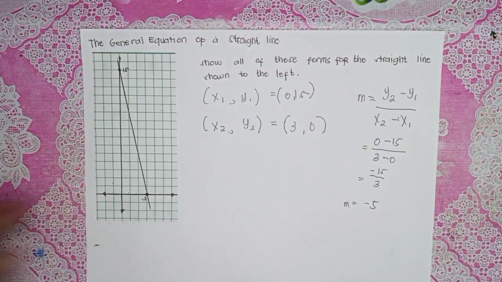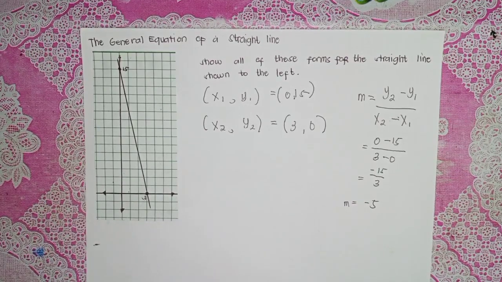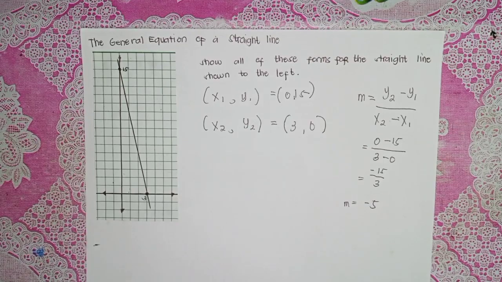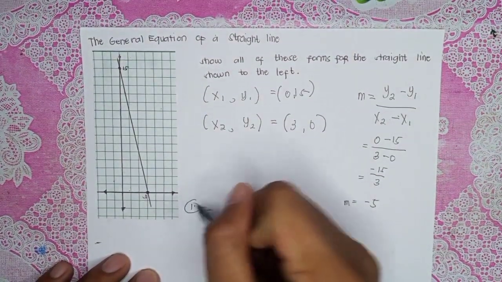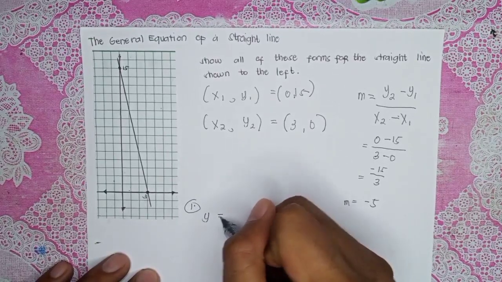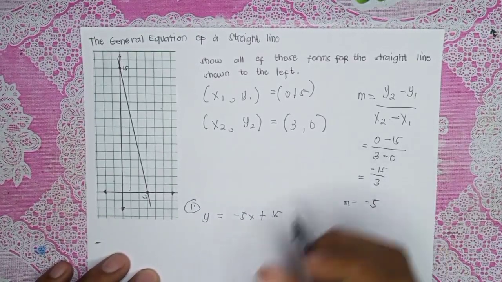After that, we will get the slope-intercept form. So to get the slope-intercept form, we simply substitute in the two values, m is equal to negative 5 and b is equal to 15. So we have our number 1, y is equal to negative 5x plus 15.